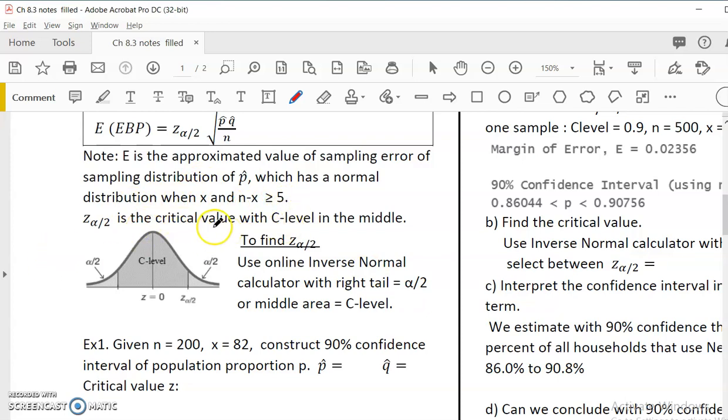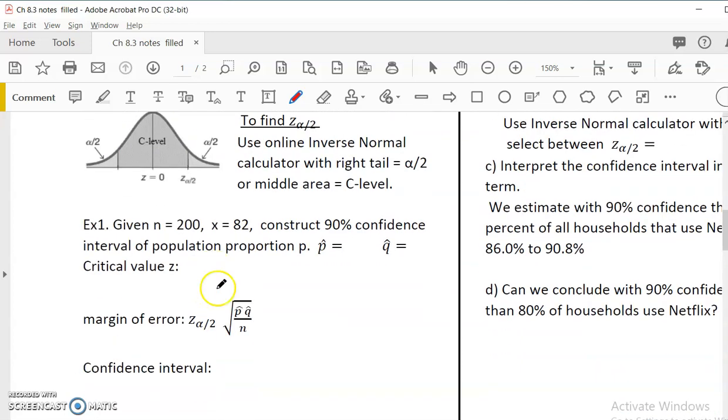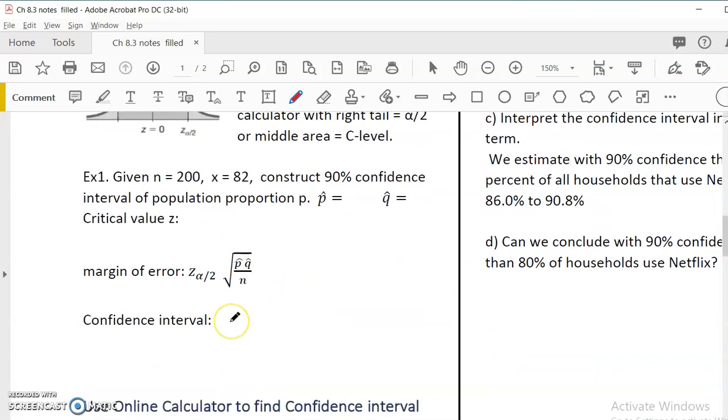How do I find the critical value? It's the same as when we're doing mean. You put C-level in the middle, and you say between that high positive number would be the critical value. Or you can find alpha over 2, which is (1 minus C-level) divided by 2, and you find above with that area. So let's do one confidence interval by using that formula.